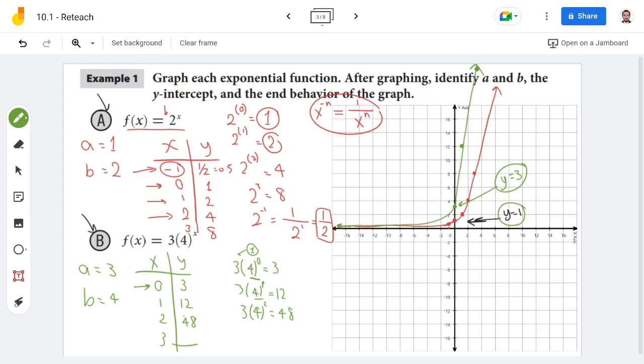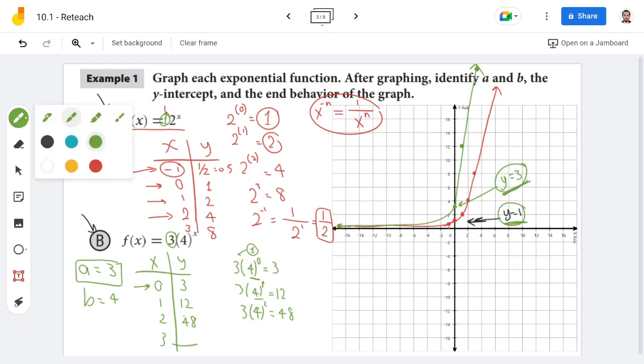So how can I find these values without making tables? If you look here, a is equal to what? 1. That's what you can see here. Here, a is equal to what? 3. So we can understand that the number a here always represents what? It represents the y-intercept. Okay? Now, this is just to summarize.